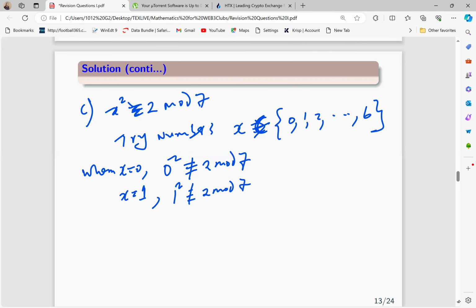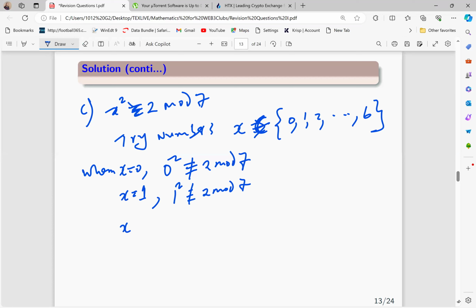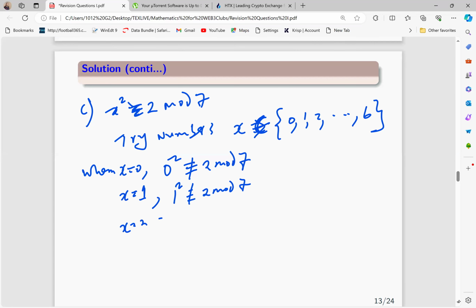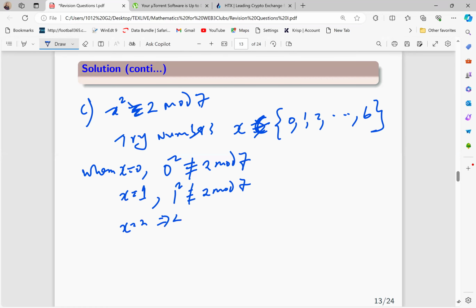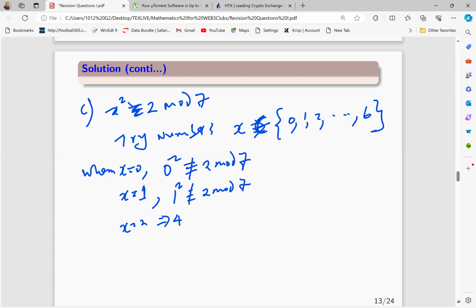When x is 2, we would have 2 squared, which is 4. But this is not the same as 2 mod 7.